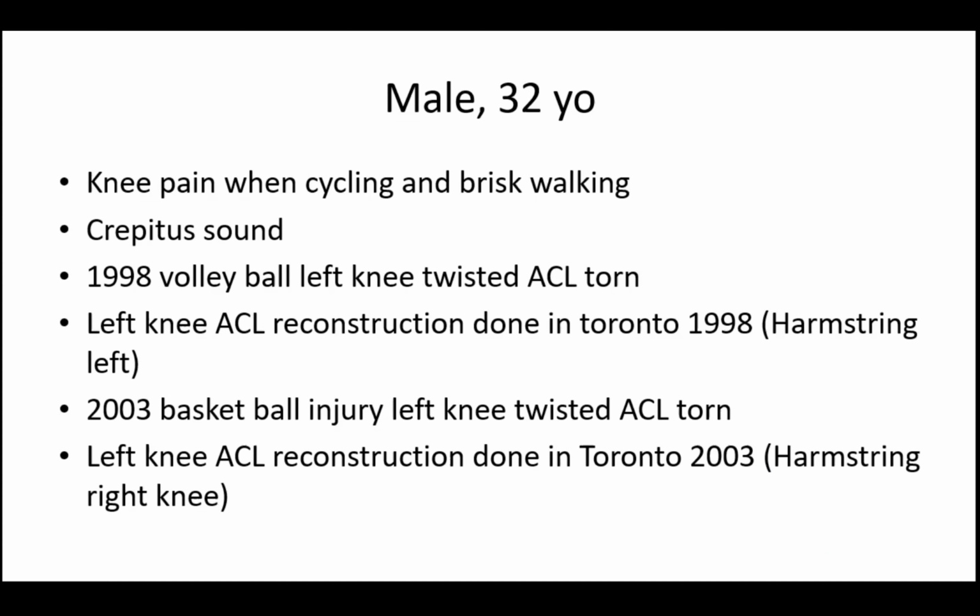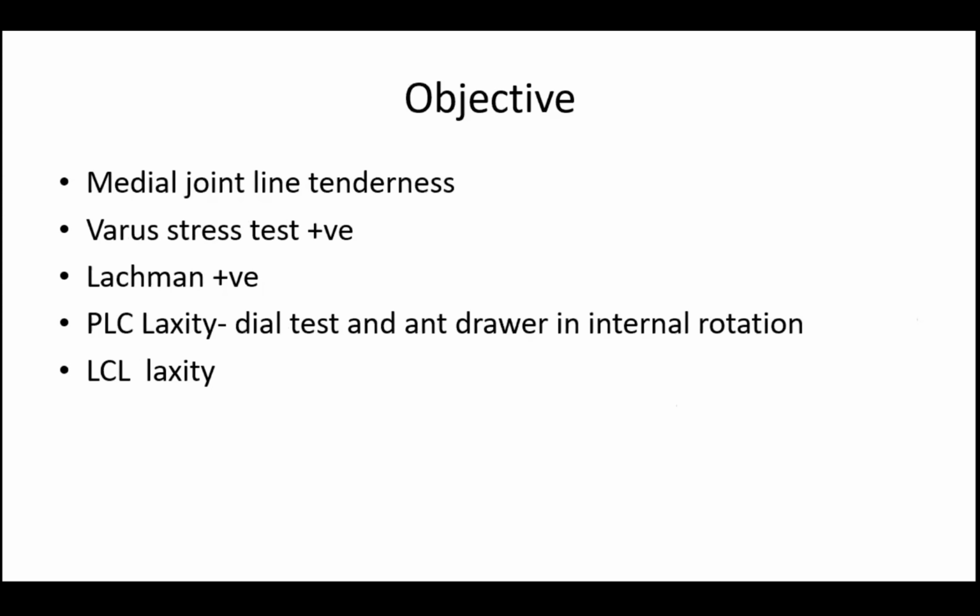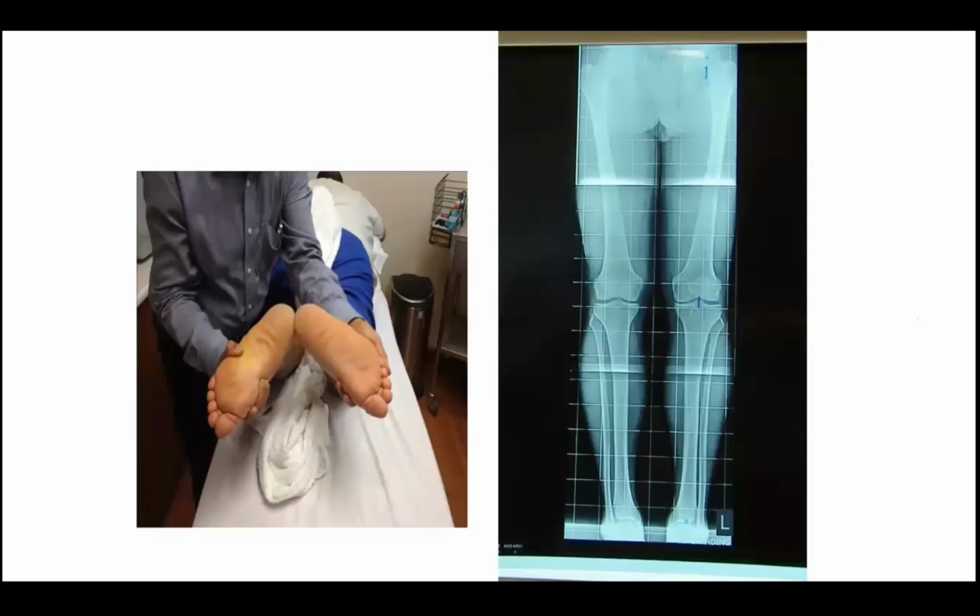So this is basically a surgeon preference as well. If you're familiar with hamstring, you will keep on doing hamstring and taking hamstring from the other knee for ACL. But again, he came to see me with medial joint line pain. His Lachman was positive when I examined him. His PLC, posterolateral corner, was lax. You turn the patient prone and do the dial test, and you can see this foot is rotating more.